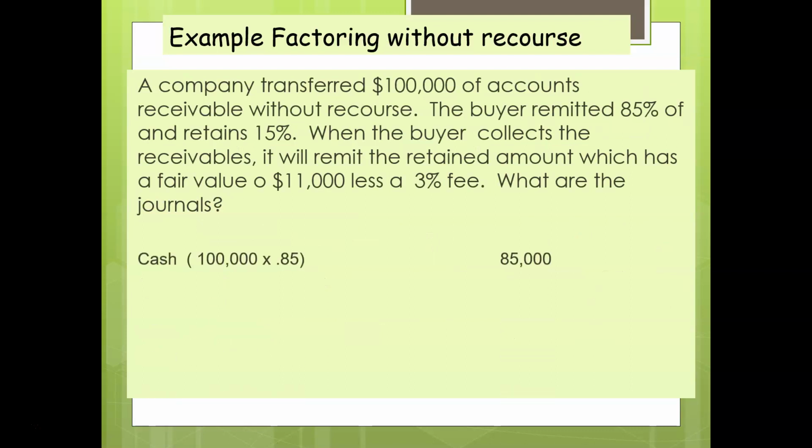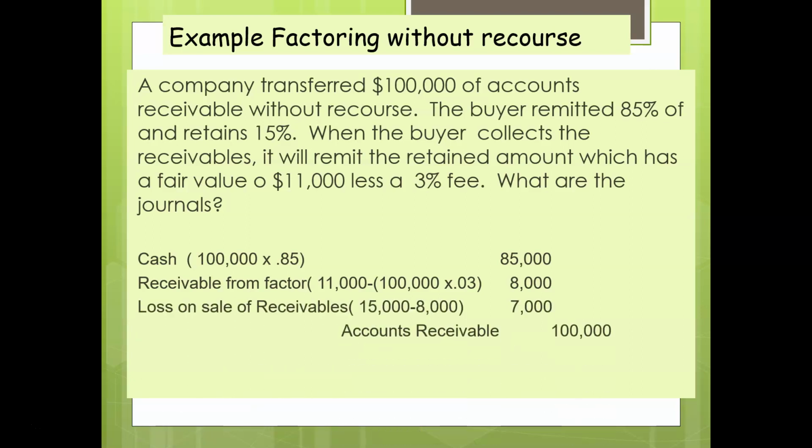Okay, the cash would have been the $100,000 times 85%. That's how much cash they received. Now, the receivable from the factor, the person who bought your receivables, is going to be the fair value minus the 3% fee, which is on the total accounts receivable. The loss on the sale is going to be the difference between the amount that was retained versus what you're actually going to receive back of that amount. And that's your loss on sale of receivables. And then your accounts receivable comes off the books.